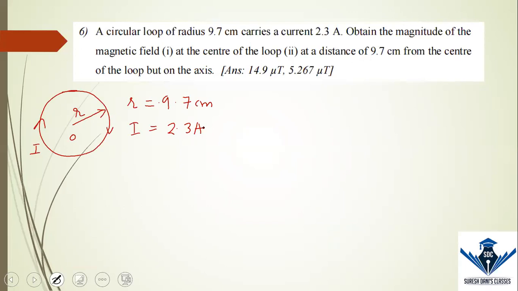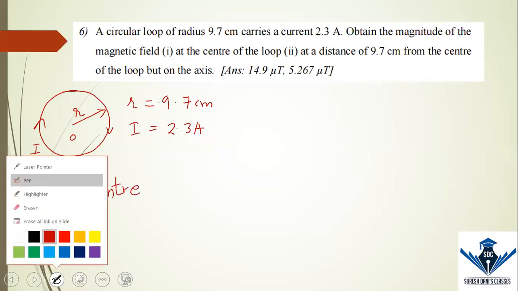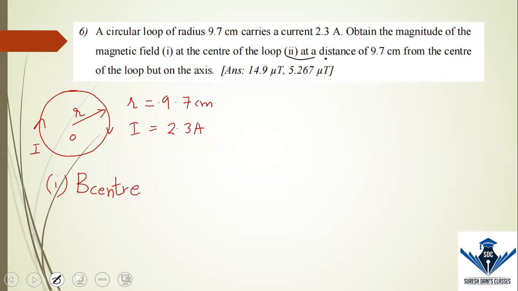So we have to find out the first part of the question. This is a big question. We have to find B at the center. B at the center is slightly simple for us to calculate. But we also have to find B at the axis, because the next part of the question says at a distance of.